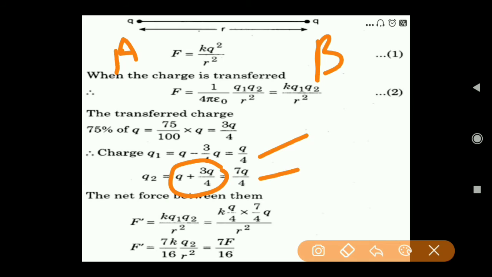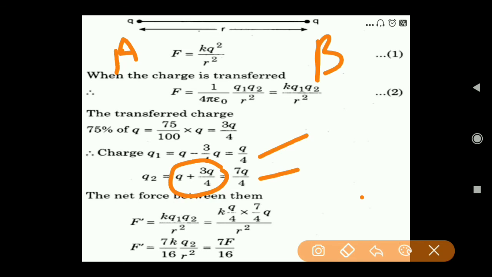Now we are interested in the new value of the force acting between these two charges, because the charges are redistributed, so the value of the force will change. Again we apply Coulomb's law, K Q1 Q2 upon R square. Here the value of K, and Q1 this time is 1 by 4 Q, which is the charge contained by A, and 7 by 4 of Q, which is the charge possessed by ball B. After simplification, you will get 7K upon 16 Q square by R square.